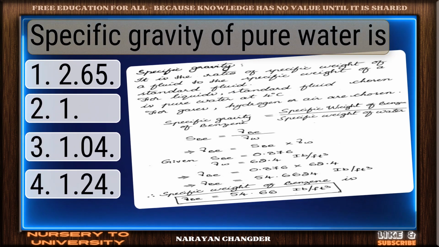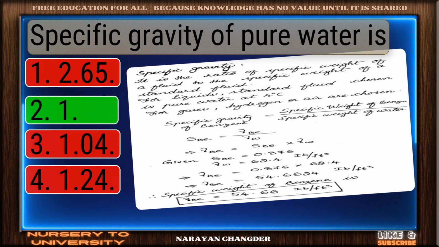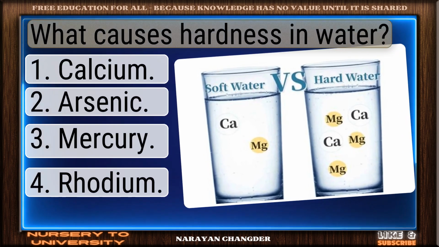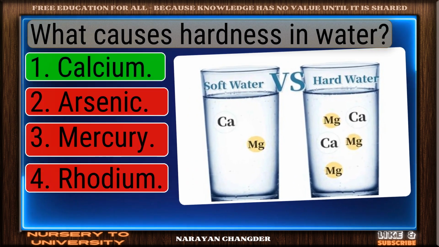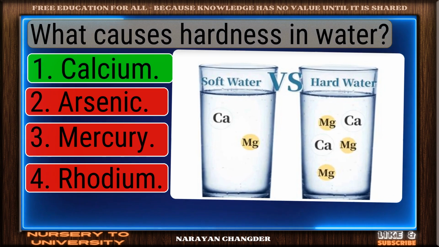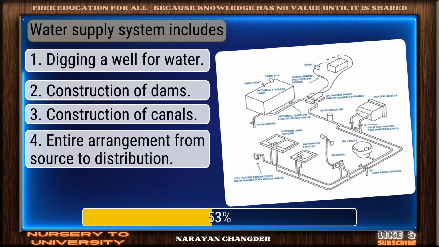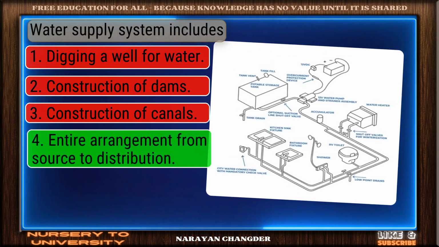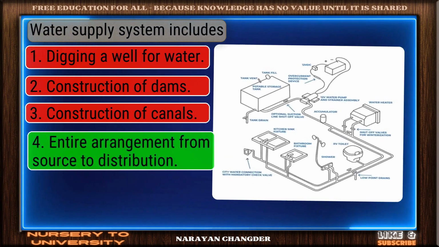Specific gravity of pure water is... Well reasoned. 1 is the correct choice. What causes hardness in water? Smart move. Calcium is an accurate answer. Water supply system includes... Excellent. Entire arrangement from source to distribution is a brilliant choice.